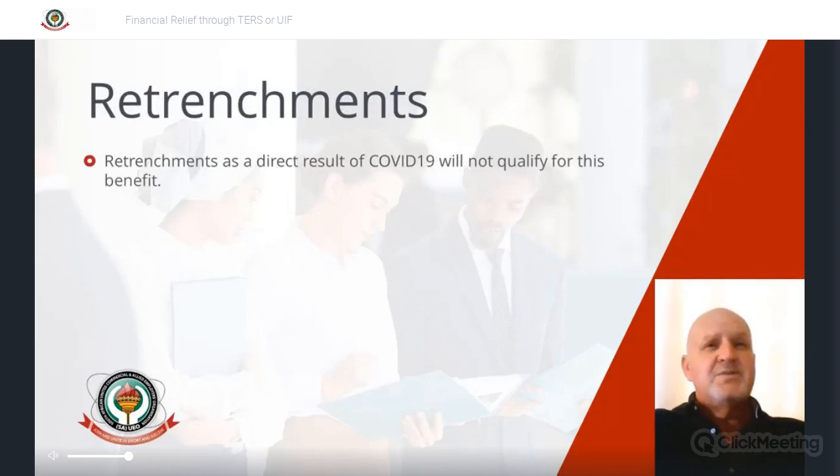I just want to touch on retrenchments as well. If there are retrenchments during this stage, that you've managed to follow Section 189 procedures and you are retrenching, even as a direct result of COVID-19, it will fall under the normal UIF application.